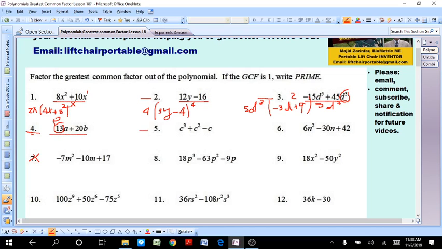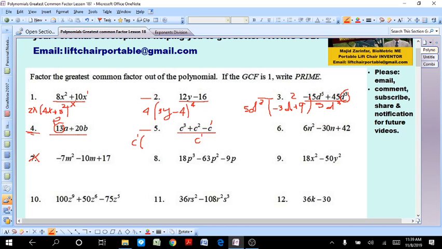What about question number 5? I will give you a minute to think about it, please. If I put a 1 over c, then my greatest common factor would be c raised to the power 1. So I divide everything by c raised to the power 1. So c raised to the power 1 becomes my factor, right? So I have a 1 here.